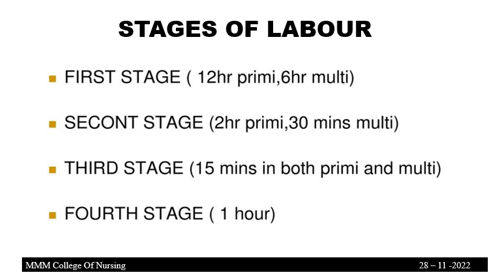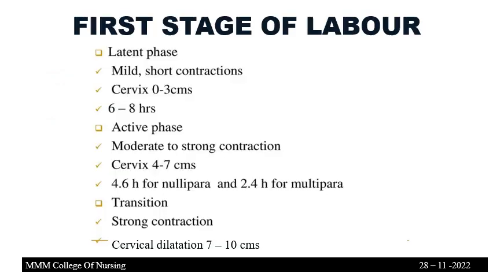Now we'll see how we say the first stage has arrived. The first stage is the time period between the onset of true contractions till 10 centimeter dilatation of the cervix, otherwise full dilatation of the cervix. The second stage starts from 10 centimeter dilatation of the cervix till the delivery of the baby. The third stage starts from delivery of the baby till the delivery of the placenta. The fourth stage starts from the delivery of the placenta until 1 hour after the delivery of the placenta. So this is about the stages of labor.